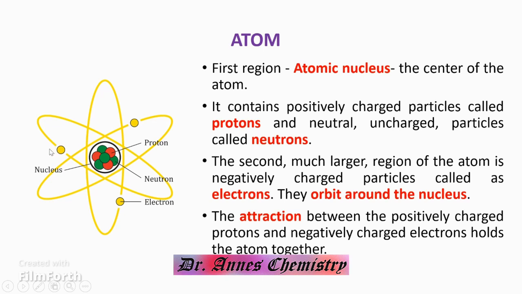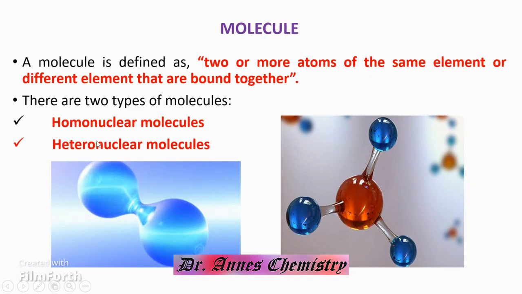The second region is a much larger region compared to the nucleus. This second region is made up of negatively charged particles called electrons. And these electrons revolve or orbit around the nucleus in shells, or orbits. And there exists a great amount of attraction between the positively charged protons and the negatively charged electrons surrounding the nucleus, and this attraction holds the atom together.